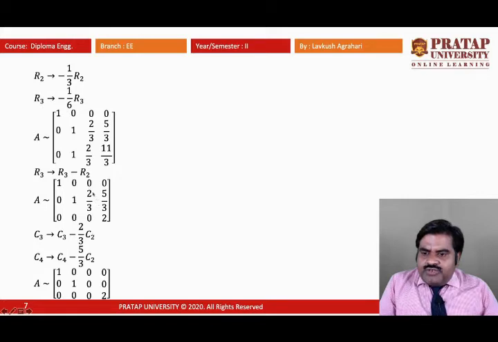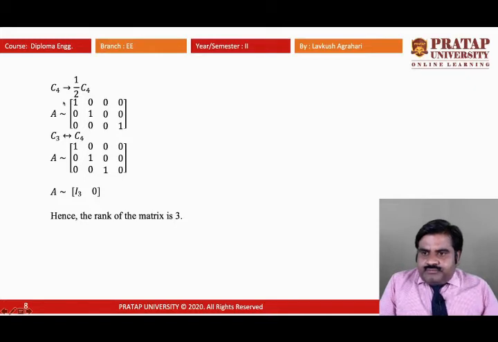Now we have to make this 2 upon 3 and this 5 upon 3 equal to 0. For this we use the operations R3 replaced by R3 minus 2 upon 3 C2, and C4 replaced by C4 minus 5 upon 3 C2. By this operation the element 2 2 is 1, the element 2 3 is 0, and the element 2 4 is also 0. So we have only the element 2 left, and we have to make this element 1.